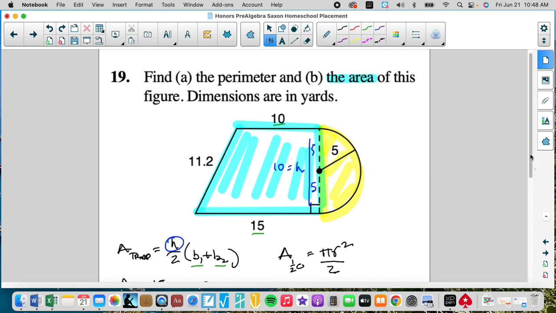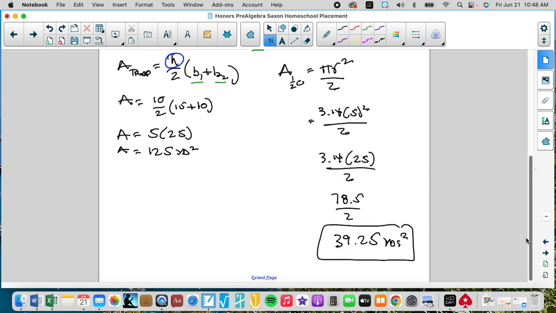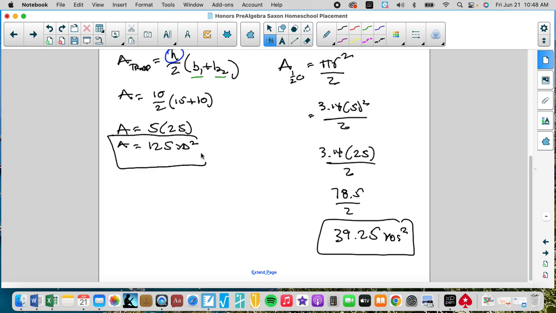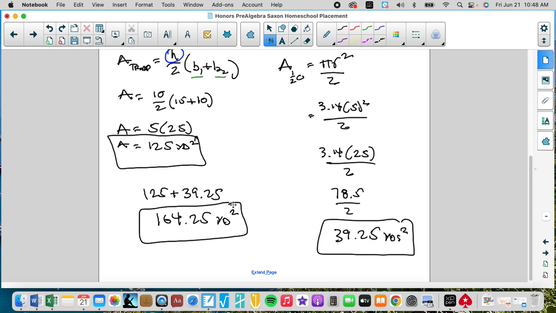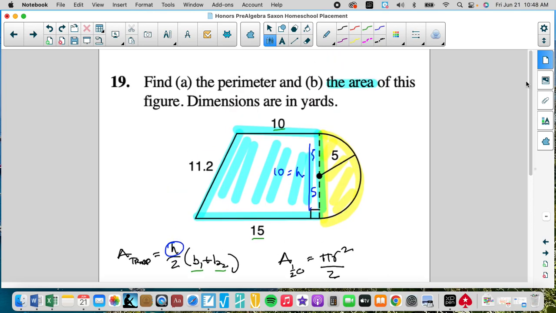So we're going to take those and we're going to add them together. We're going to take this area plus this area. 125 plus 39.25 gives me a grand total of 164.25 yards squared. That would be the area of the object. Cool. Good.